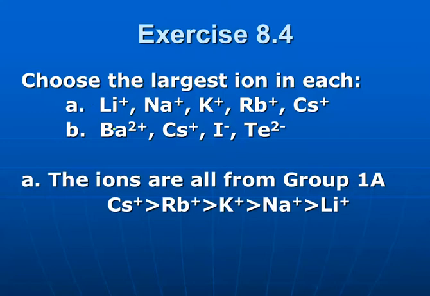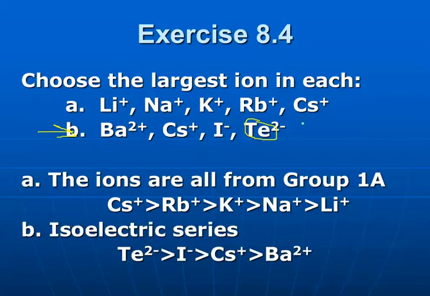And then when you look at the periodic table and compare your barium, cesium, iodide, and telluride ions, they all have the xenon electron configuration. So this is your isoelectric series here. What did they want? Choose the largest ion. That would be the one with the fewest number of protons, so that would be your telluride ion there. So I hope that makes sense.